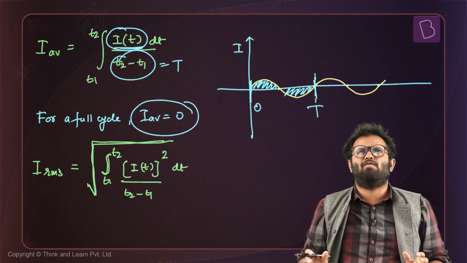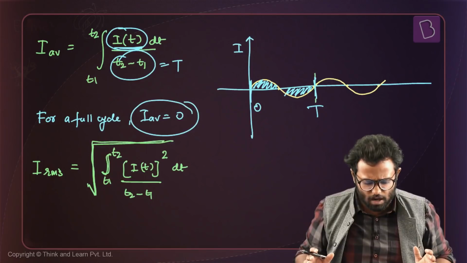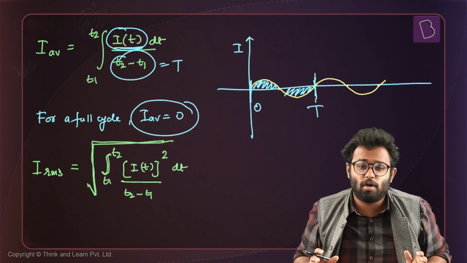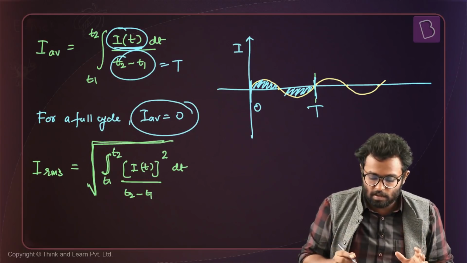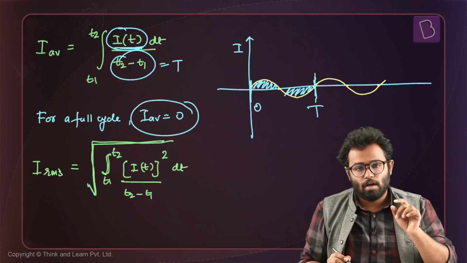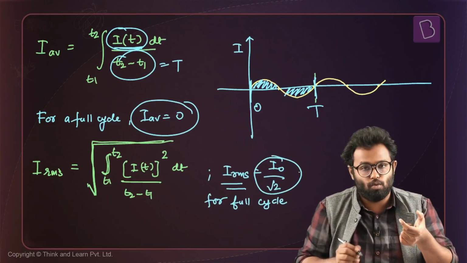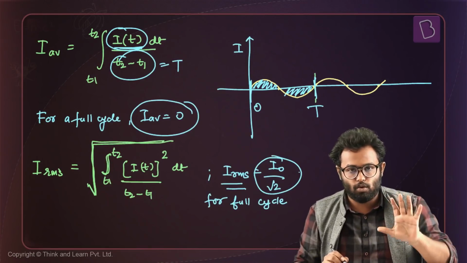Now you might be wondering, why in the world would I want to do that? Why would I want to find the root of the mean of the square? The interesting thing is, when you find the RMS value for one full cycle, you get it to be equal to I0 by root 2. I0 was the peak value, divided by root 2, right?